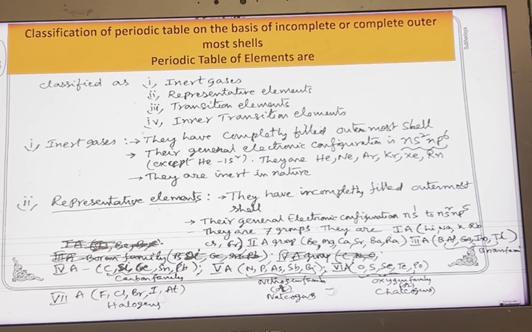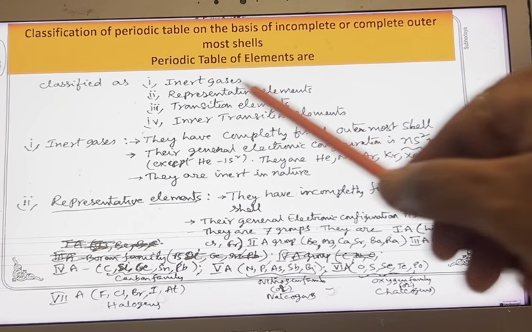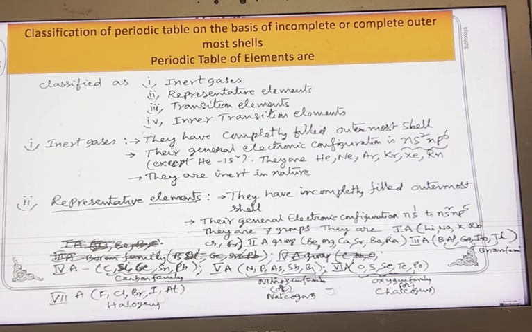Next category is representative elements. They have an incompletely filled outermost shell. That means 8 electrons are required to complete the outermost shell; with 8 electrons it is completely filled, that is inert gases. So the remaining elements start from ns1 and end with ns2 np5, and such 7 groups are present in these elements. They are called representative elements.